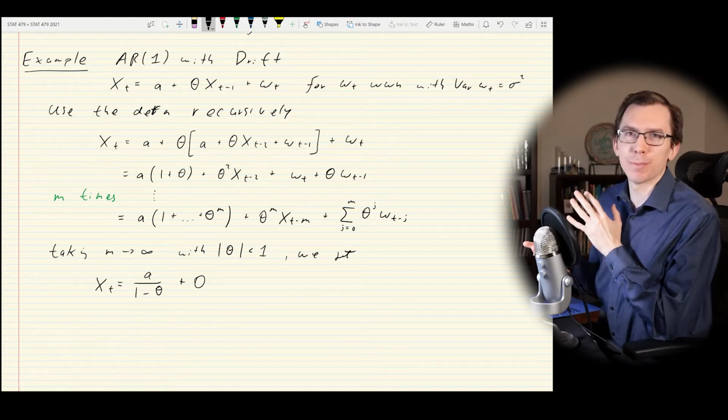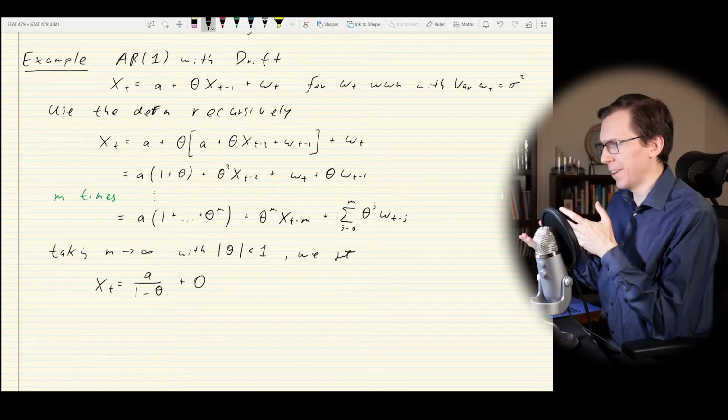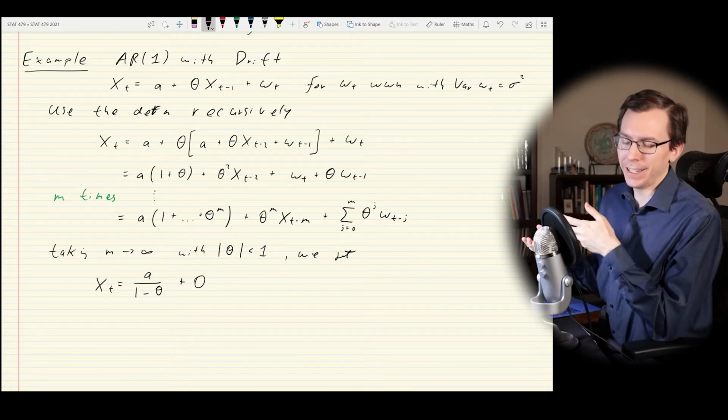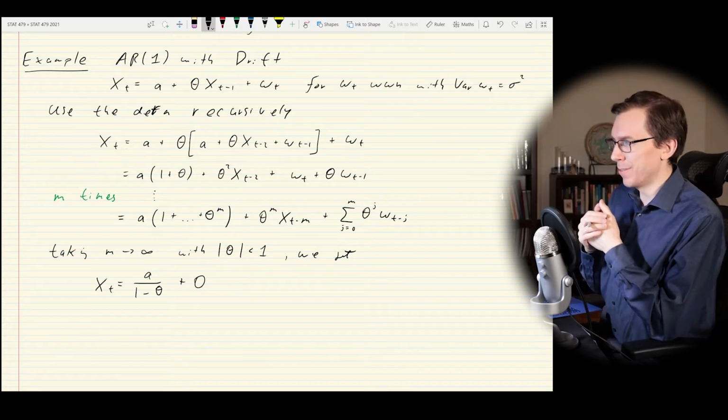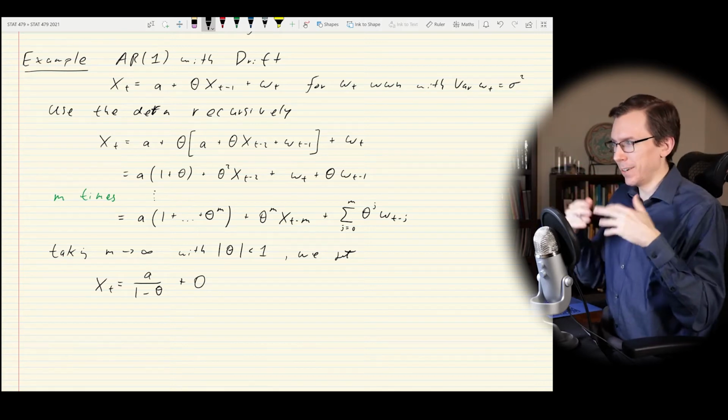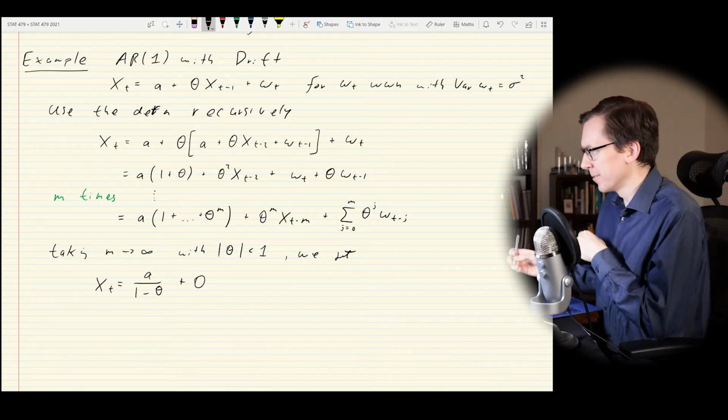I guess if we want to be more precise about it, we can compute it as a random variable and look at the variance as we take m to infinity and show that the variance disappears and the whole thing goes to 0.